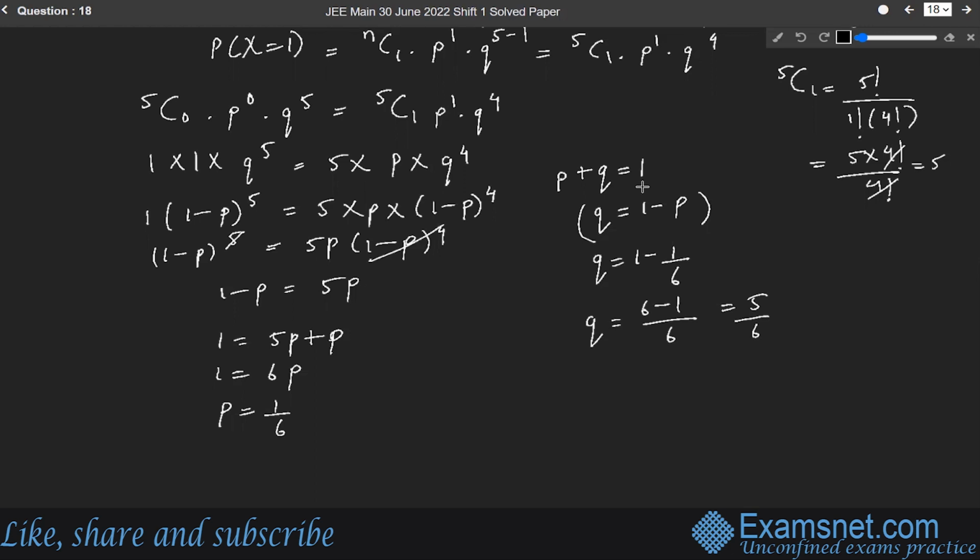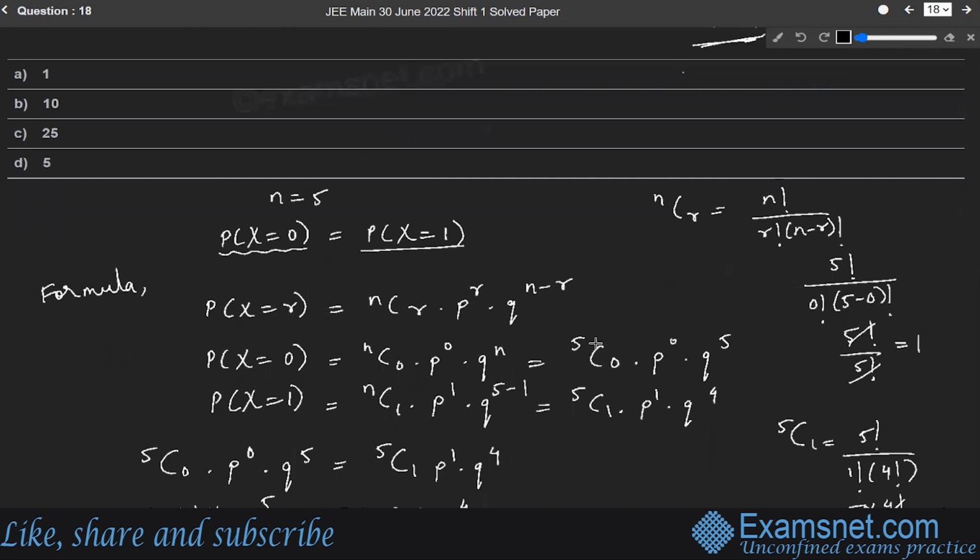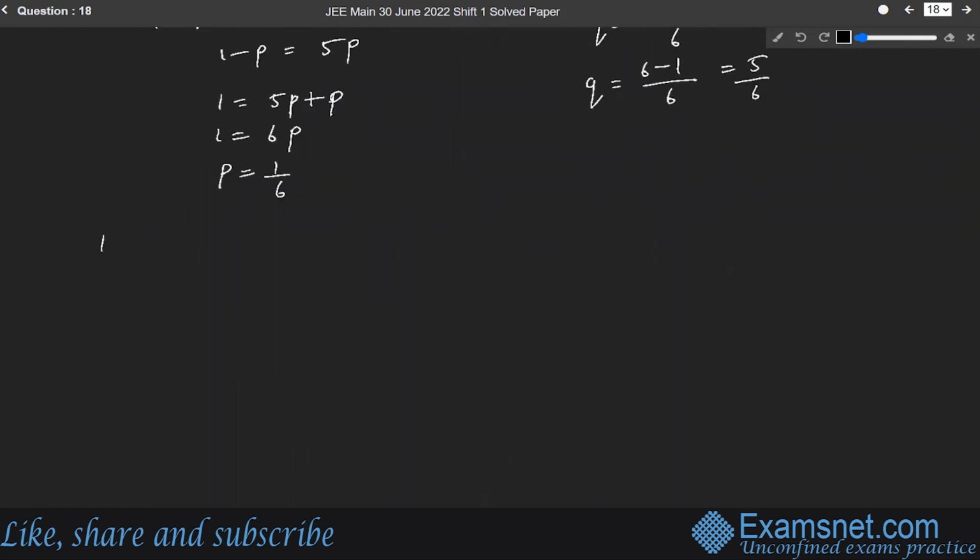So we can easily find P of x is equal to 2 divided by P of x is equal to 3, which is actually the value that we have to calculate for this question, right? So P of x is equal to 2 divided by P of x is equal to 3. We have to use the same formula. What is the formula? P of x is equal to r is equal to nCr into p power r into q power n minus r. What is n? n is 5 here.